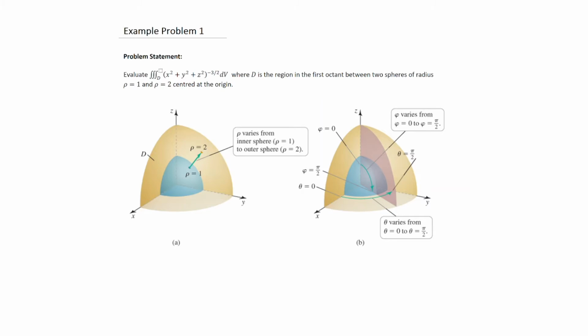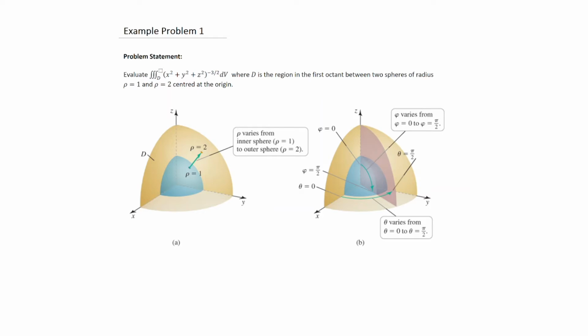As usual, the second slide is just a summary of the remaining slides in this lecture, so we'll just move on. All right, so the first problem is a simple problem also. So what we'd like to do is evaluate this function integrated over volume, where D is a region in the first octant between two spheres of radius rho equals 1 and rho equals 2, centered at the origin.